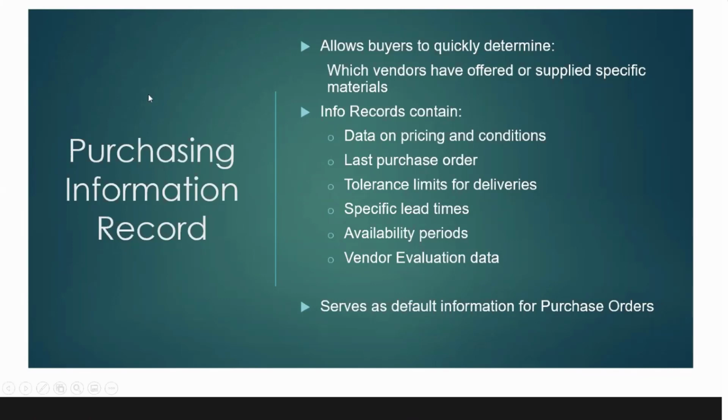So it serves as default information for the purchase order. The system will use the information that you put here in order to create a purchase order. Because we have the material, we have information about the vendor, and we have information about the price. Any question?